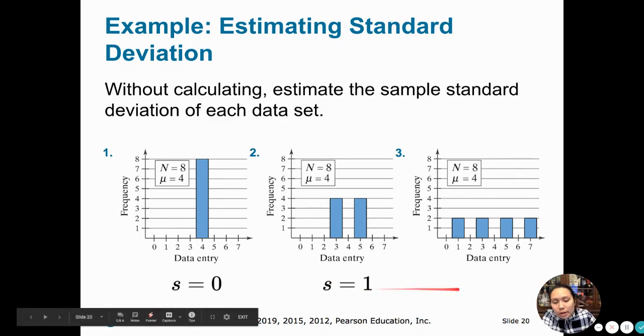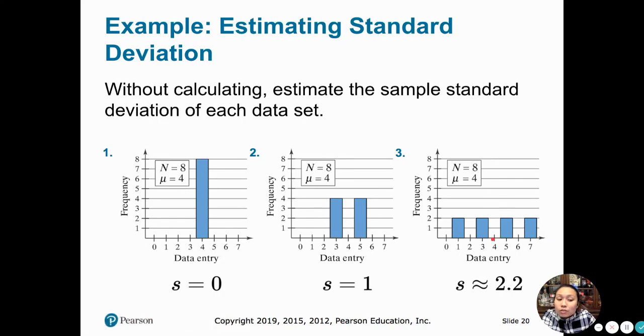How much? Not quite sure. I just know that it's larger than 1. And if you were to calculate it, it looks like you would get about 2.2. And again, we can verify that knowing that our data has gotten further away from our average.